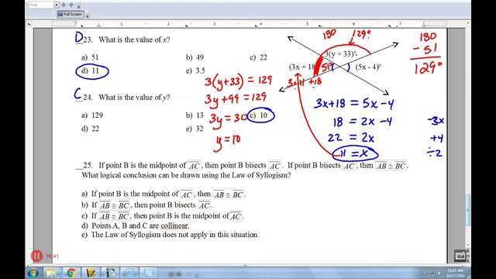Number 25, I believe this is the last one on our sheet. If point B is the midpoint of AC, so let's just draw this. I have a segment AC, and point B is in the middle. Point B is the midpoint, so I'm going to put markings there to show it's in the middle. Then point B bisects AC. If point B bisects AC, then it's true that segment AB is congruent to, or the same length as segment BC. What logical conclusion can be drawn using syllogism?